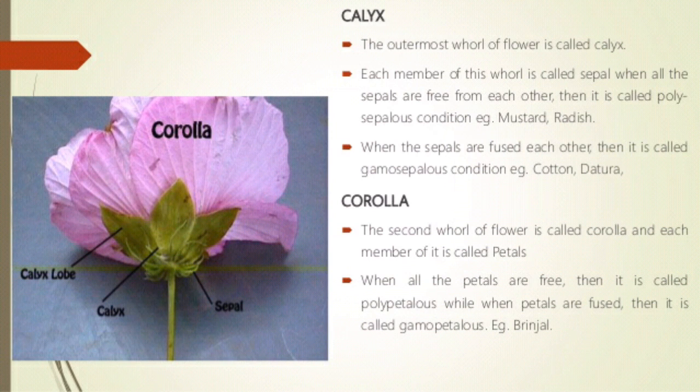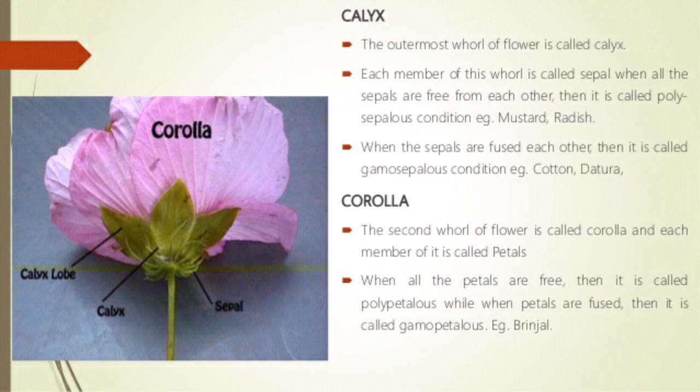Now see the major parts of the flower. Calyx: the outermost whorl of the flower is called calyx, that is generally green in color. Each member of this whorl is called sepal. When all the sepals are free from each other, then it is called polysepalous condition, means the sepals are free, not fused, as in the case of mustard, radish. When the sepals are fused with each other, then it is called gamosepalous condition, as in the case of cotton, dhatura.